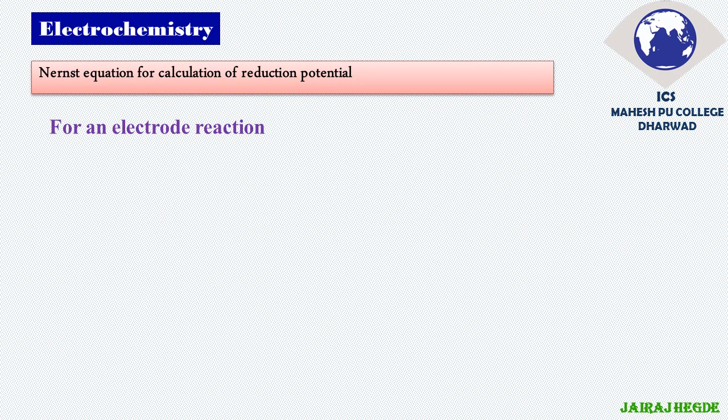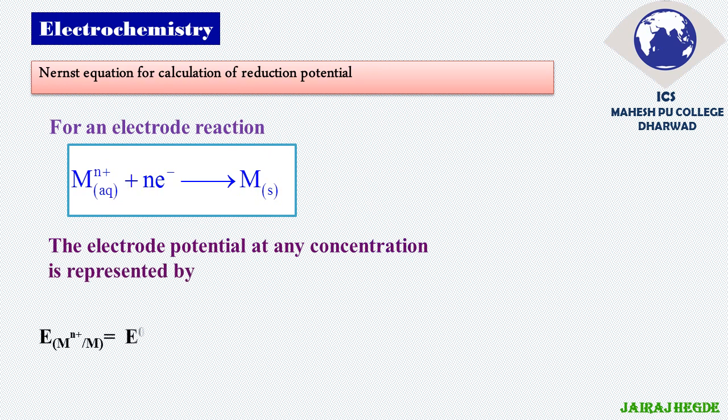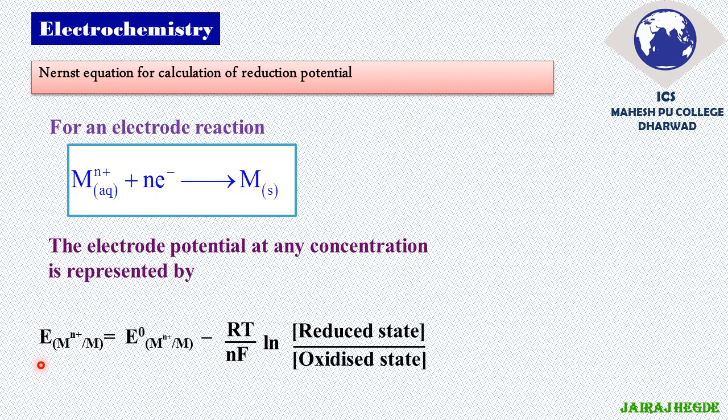Nernst equation, we use it for the calculation of reduction potential. For an electrode reaction, this is a reaction. In this reaction, if I am talking about the reduction potential, then a metal ion has to take n number of electrons and gets reduced to metal. Here, metal ion is the reactant. Upon reduction, it produces metal. For this reaction, the Nernst equation is given as, this is a reduction potential at any concentration.